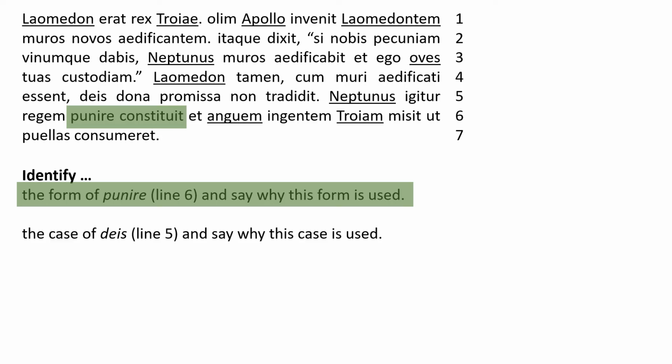In this case, it's constituit, but it might be possum, able to, volo, want to, nolo, don't want to, malo, prefer to, anything, any verb that needs an infinitive. Okay, so that one's straightforward.